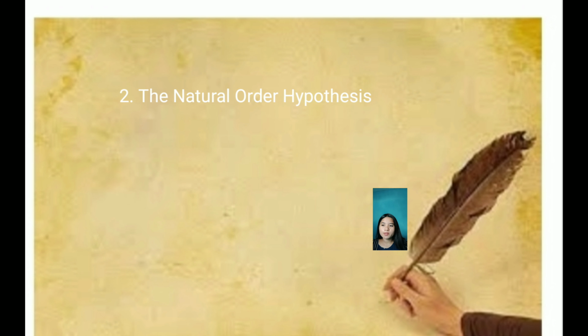Okay, the second hypothesis is the natural order hypothesis. This hypothesis says that grammatical structures are acquired in a predictable order. It says that we will see similarities across acquirers: certain structures will tend to be acquired early, while others will tend to be acquired late. The natural order hypothesis has been confirmed for various structures in children.